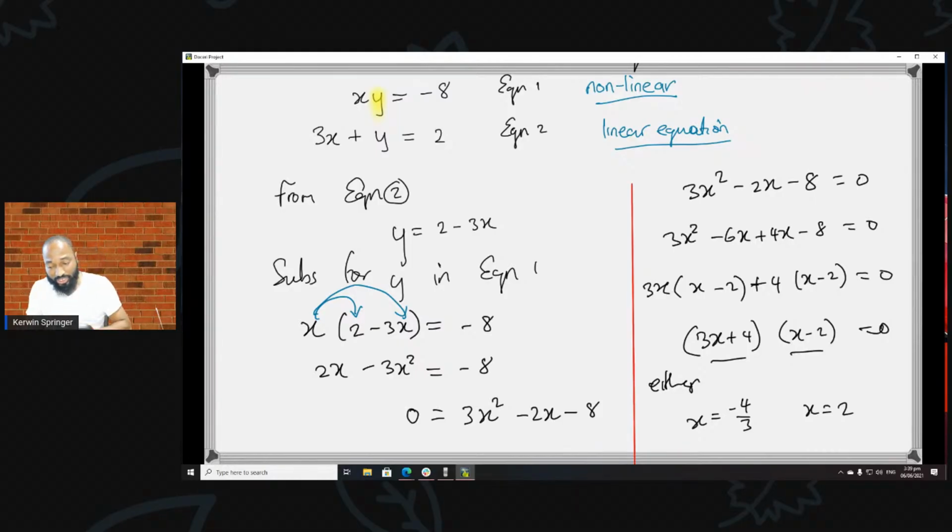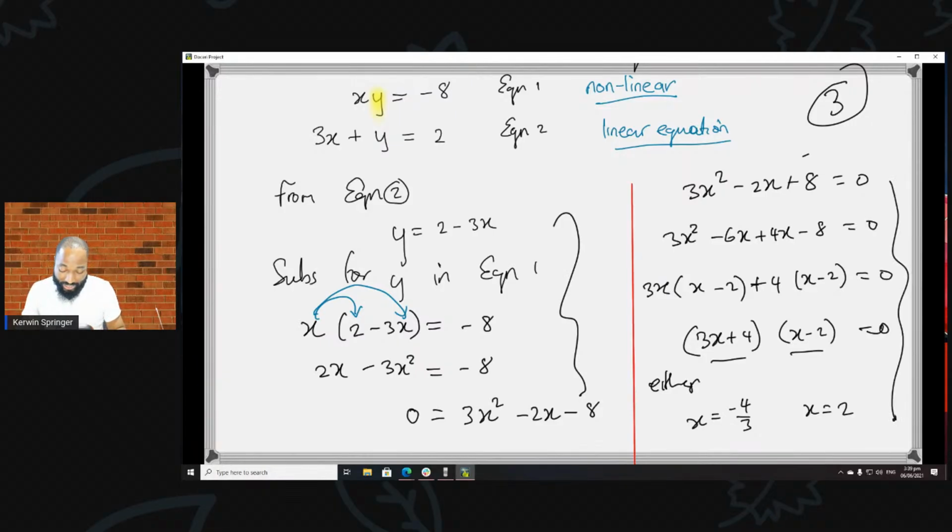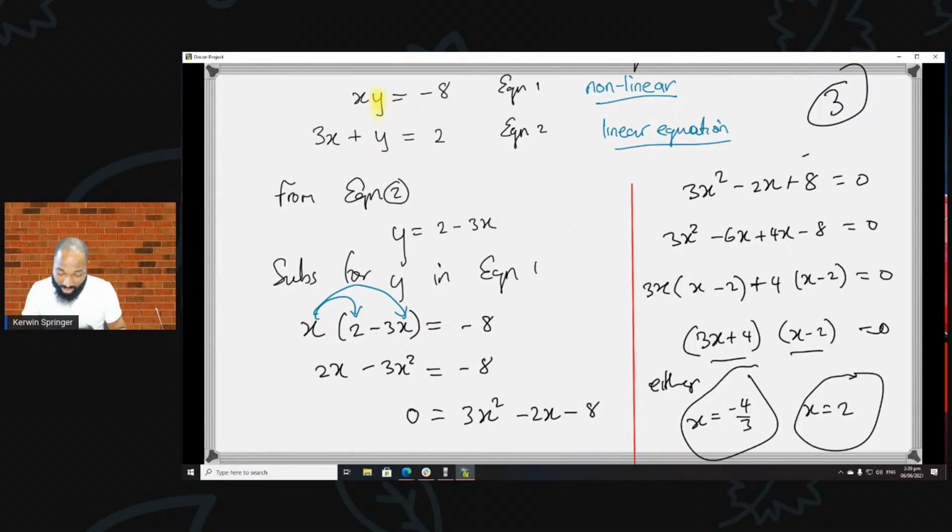No, it's a long question. A question like this will go for 3 or 4 marks. And the reason it's a long question is, yes, you did the substitution part, then you had to solve a quadratic here. And then guess what? You ain't done yet. You get 2 answers, so you're feeling like you're done, but those 2 answers were x. We still need to get the y.